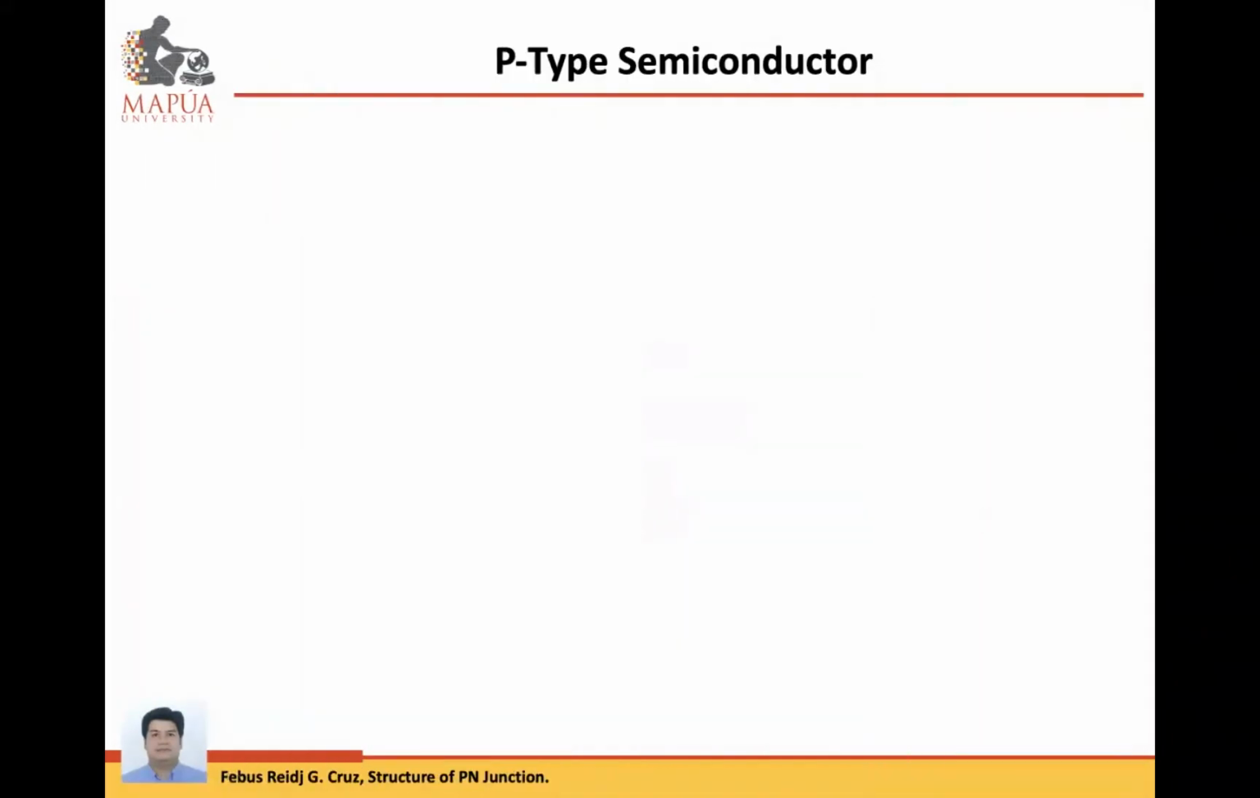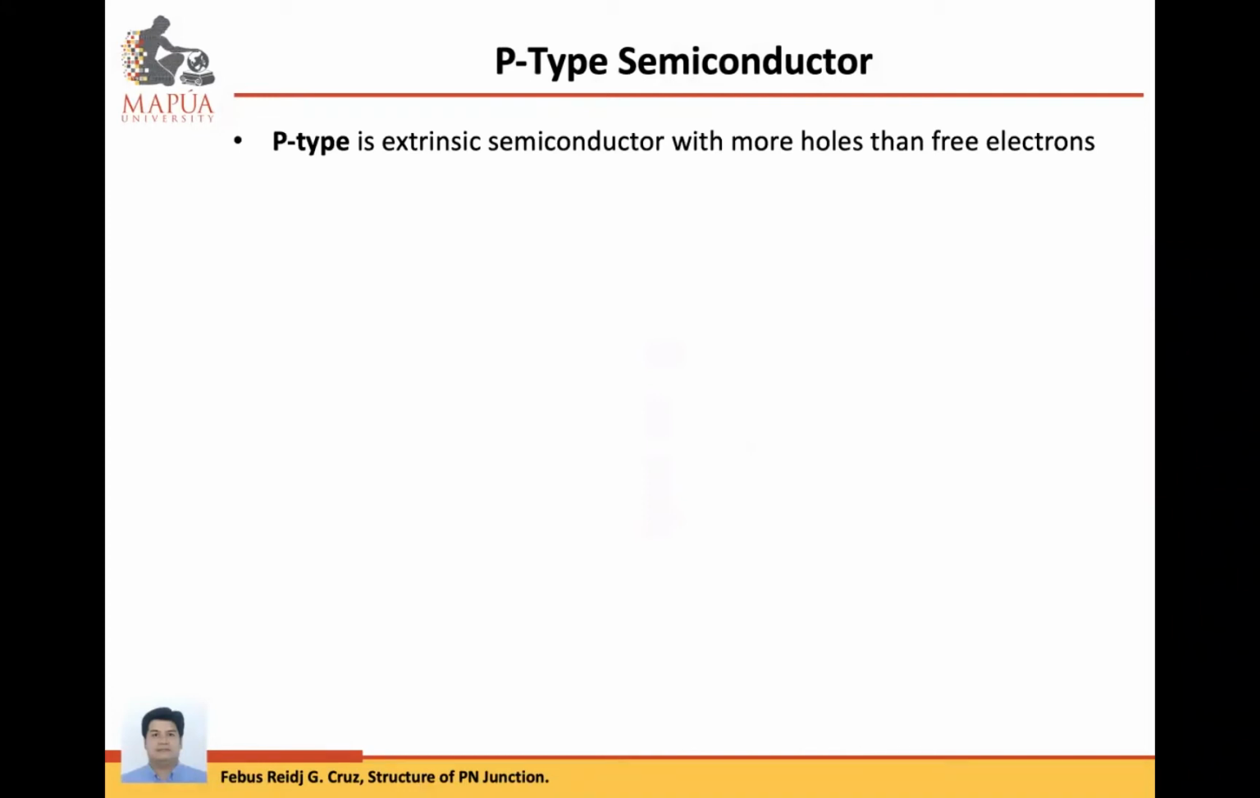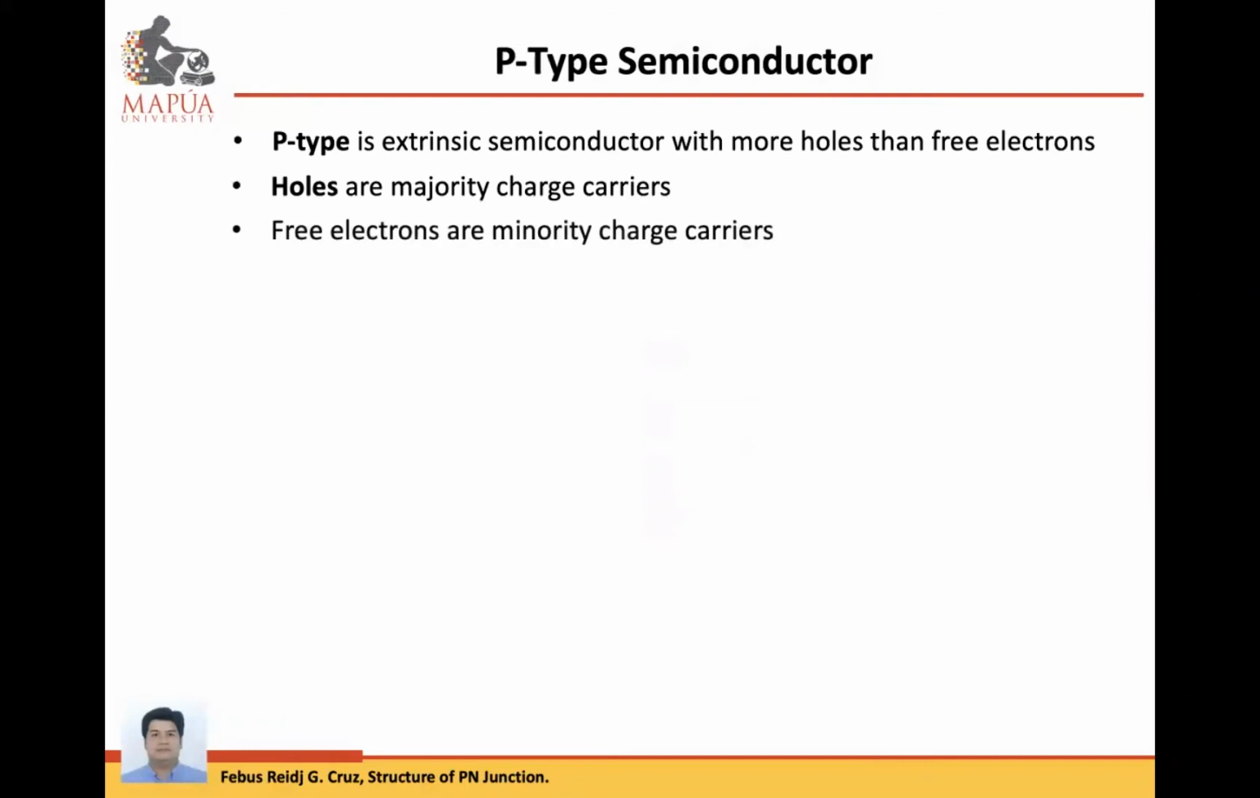Now for the P-type. P-type is an extrinsic semiconductor with more positive holes than negative free electrons, so that makes it a positive type material. Holes are the so-called majority charge carriers, while free electrons in P-type are the minority charge carriers.